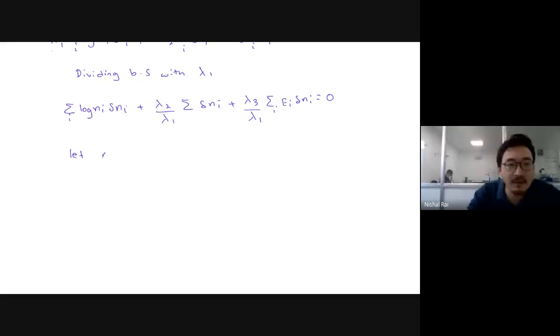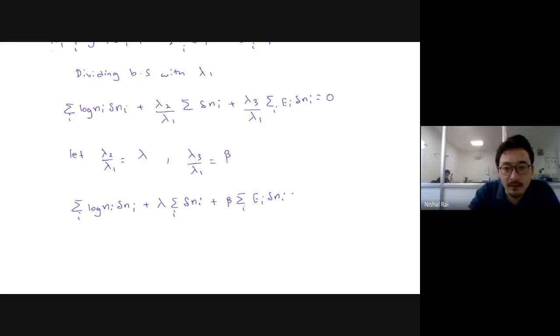Let lambda 2 by lambda 1 equal to lambda, a certain quantity. This is also a constant. Lambda 3 by lambda 1 is also some constant, which is beta. Now if you substitute this over here, what you'll get? Log of Ni delta of Ni plus lambda summation over delta Ni, plus beta summation over i of Ei delta Ni.